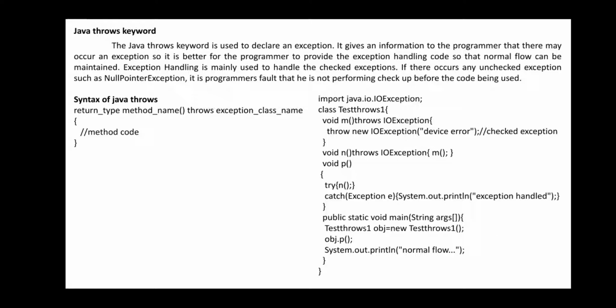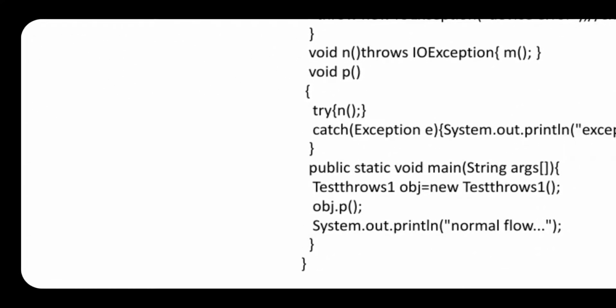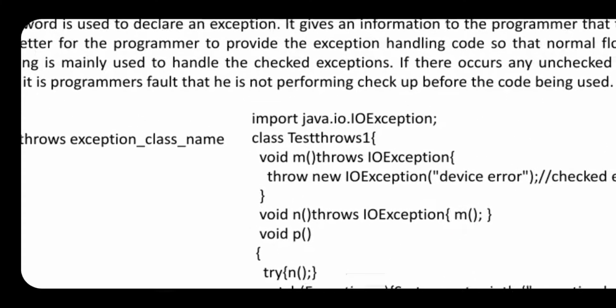Public class TestThrows1, void m throws Exception. This is where we are going to create an exception. So how is it going to be executed? We come directly to public static void main(String[] args), and you are creating an object for TestThrows1: TestThrows1 obj = new TestThrows1. Now it comes to the point of object p. This particular object will now be calling this statement here.